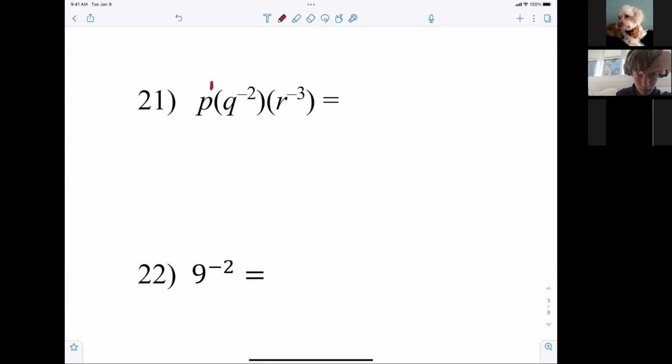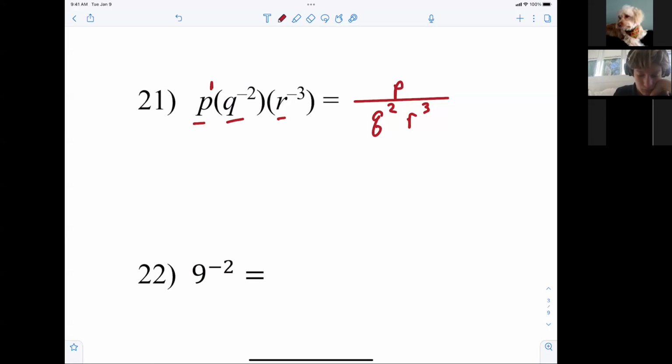You add them, right? So wait a minute, none of them are the same. Does everybody agree? It's just P, Q, R. So you have to just move them. No negative exponents. So it's P over Q squared R cubed. Anybody have any issues with that? No.